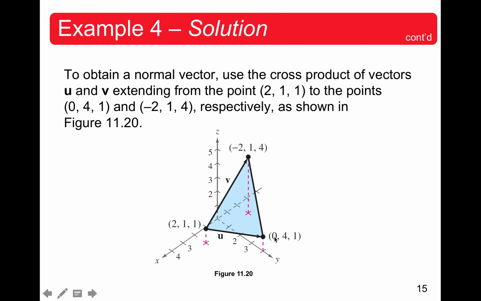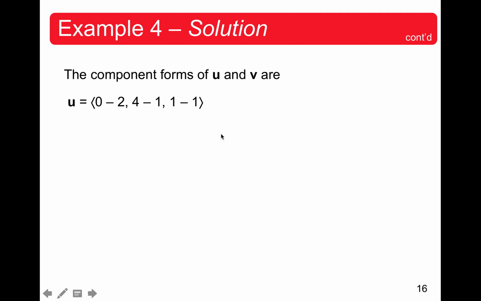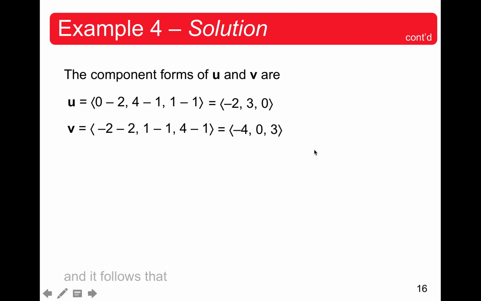So to find that, for vector u, we're going to take 0 minus 2, 4 minus 1, 1 minus 1. So that would give us negative 2, 3, 0. And then to find v, we're going to take negative 2 minus 2, which is negative 4, 1 minus 1, which is 0, and 4 minus 1, which is 3. So that's what we're doing right here. We get negative 2, 3, 0 for u, and negative 4, 0, 3 for v.